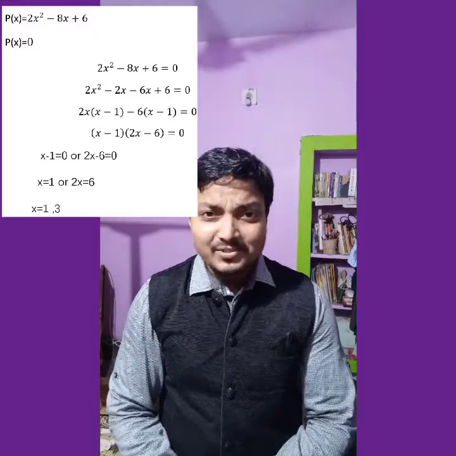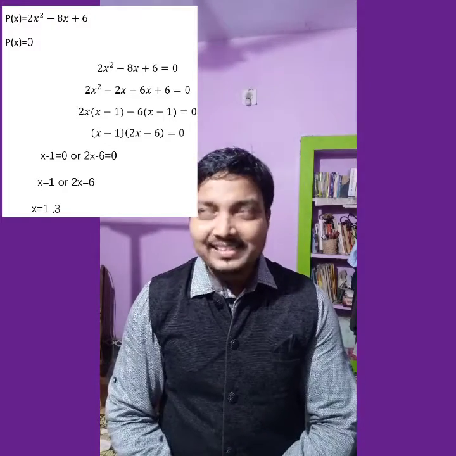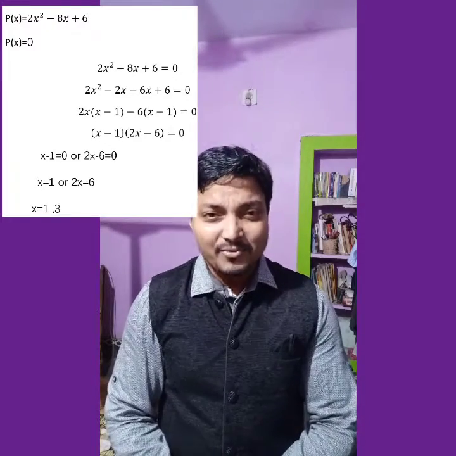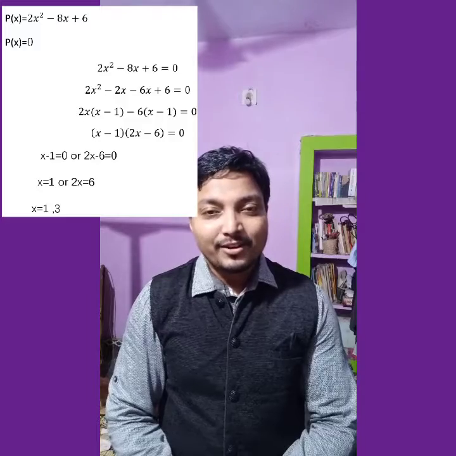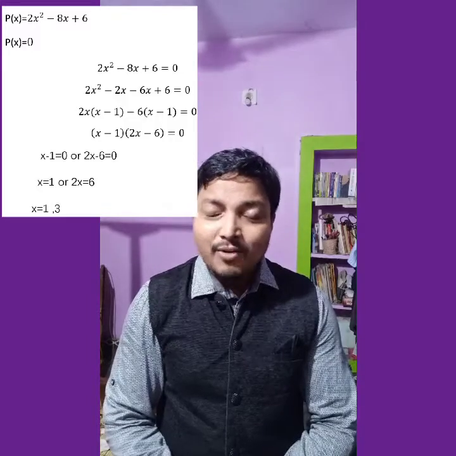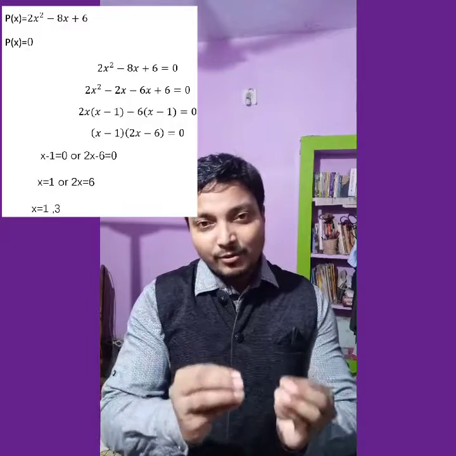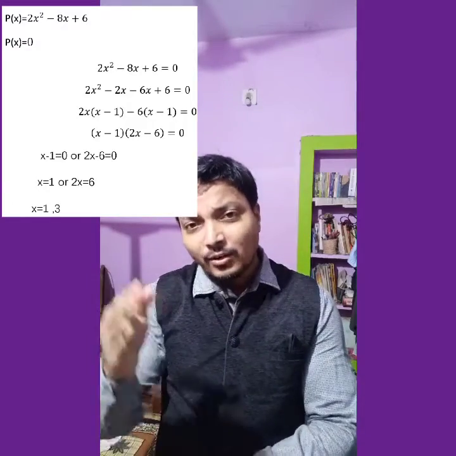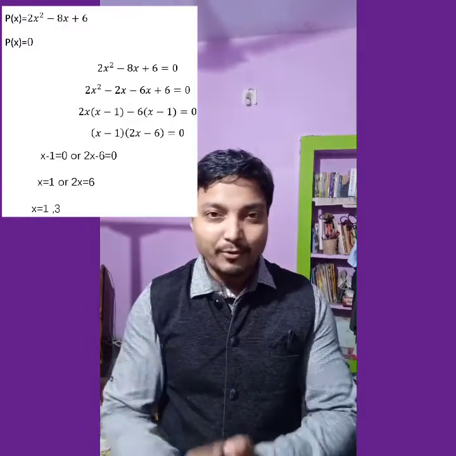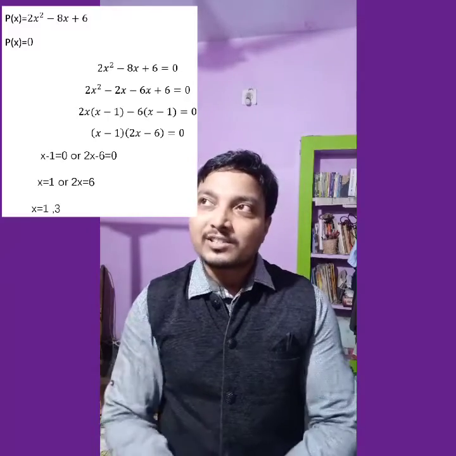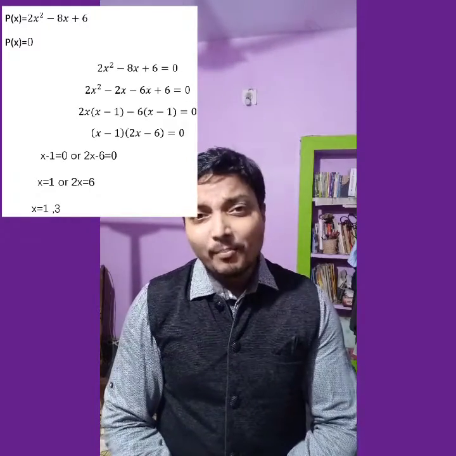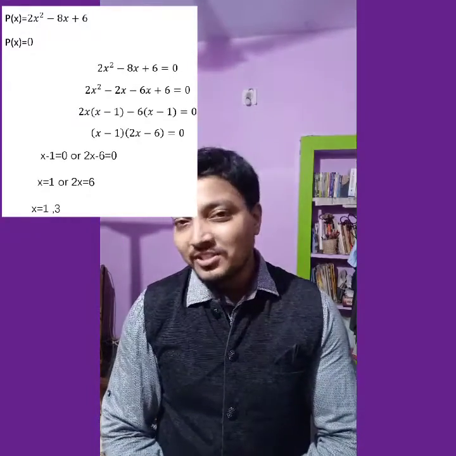So here it is, one of the quadratic polynomials, p(x) equals 2x square minus 8x plus 6. It is a quadratic polynomial, and whenever anyone asks you how to find the zero of the polynomial, you always have to equate that polynomial to 0. So the same thing I am doing: the polynomial 2x square minus 8x plus 6, I am equating to 0.